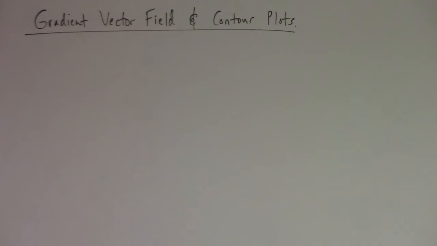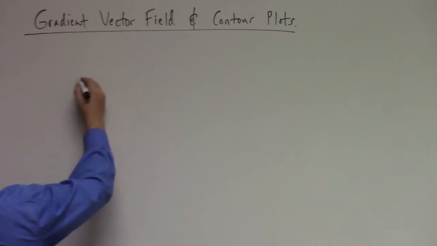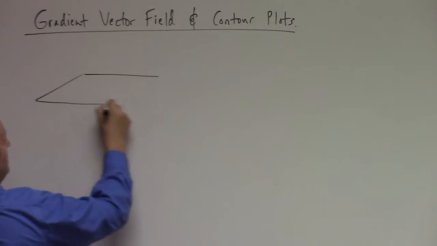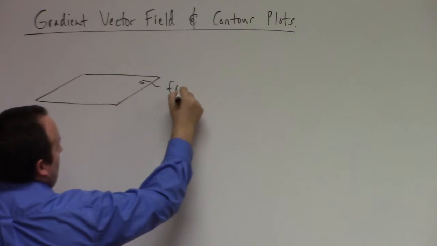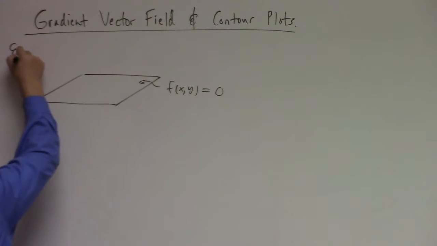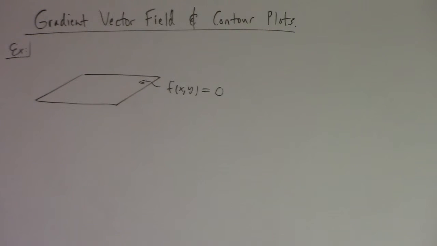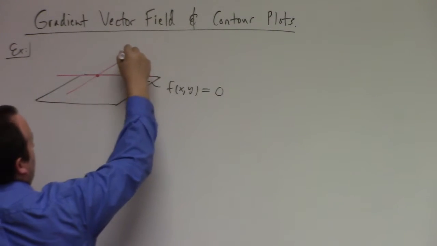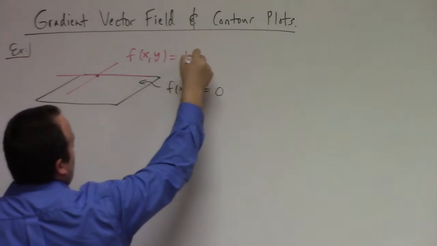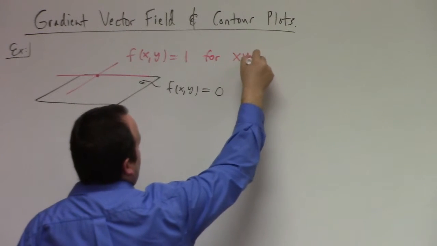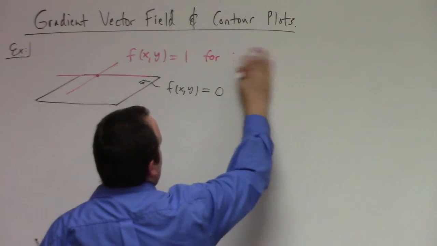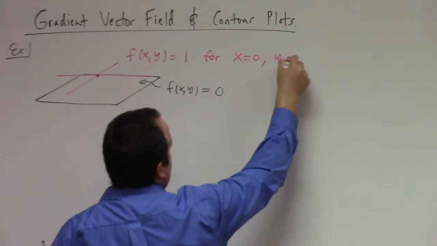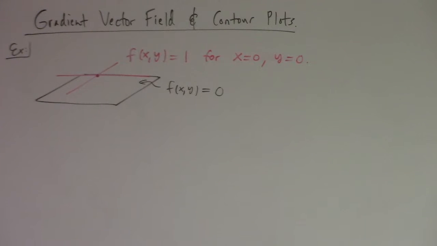Pathological. There are two main pathological examples. These are the things that won't happen to us today mostly. Here's one. Suppose you have a function that's almost everywhere 0, except it's 1 on the coordinate axes. So let's suppose f of x comma y is equal to 1 for x equals 0 or for y equals 0. In other words, on the coordinate axes, it's 1.